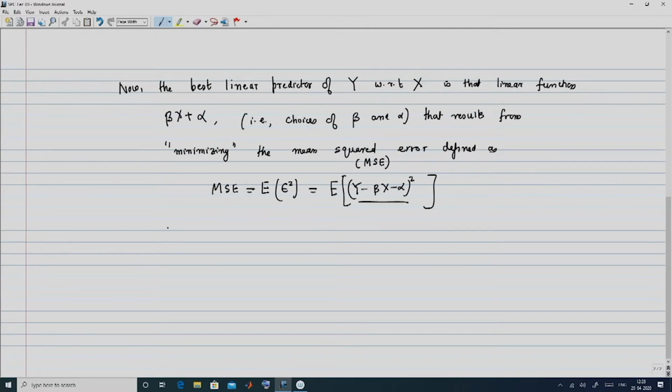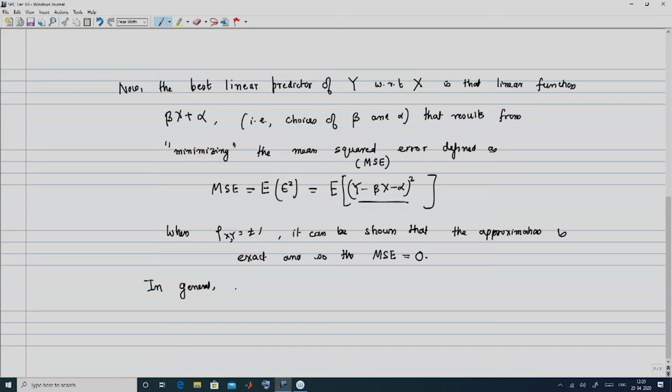Okay, so now I want to begin with the observation that when rho xy is equal to plus minus 1, you can show that the approximation is exact, and so the MSE, if it is an exact approximation, obviously the error is going to be equal to 0. However, we need to look at the general case.